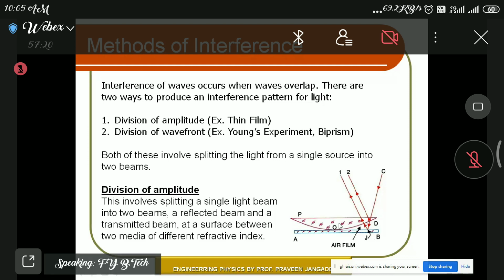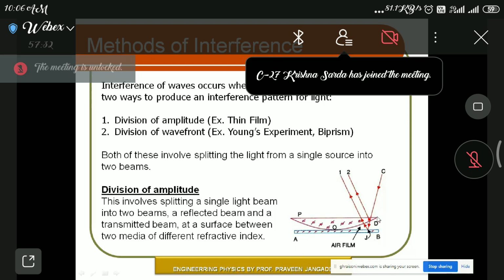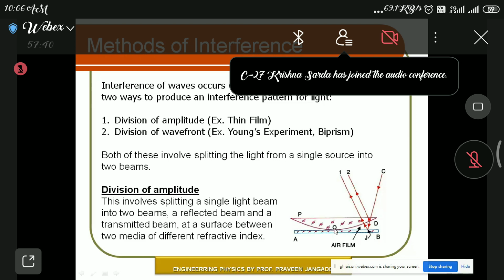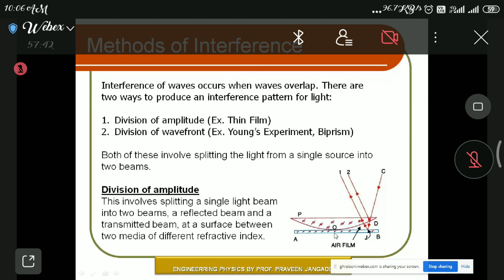This plano convex lens is placed on the surface AB, that is the plain glass plate. There is a plain glass plate AB at the bottom, and at the top there is a plano convex lens. There is a point of contact, that is point O. At point O, the plano convex lens and the plane glass plate make contact with each other. Please try to understand, this diagram is only for our understanding purpose.